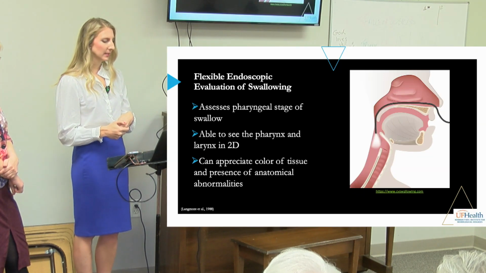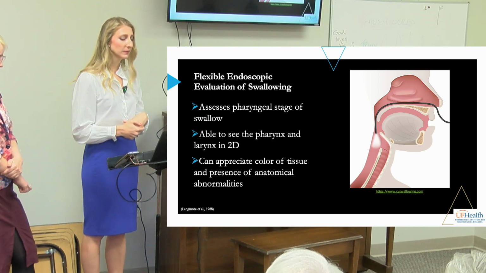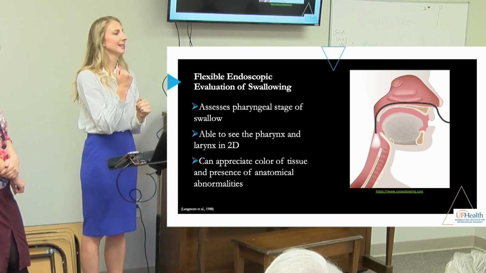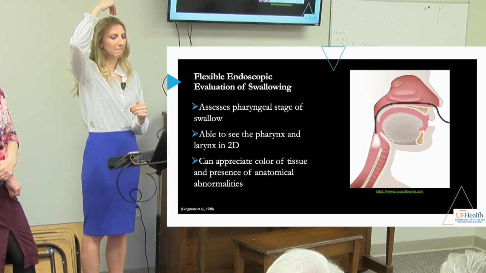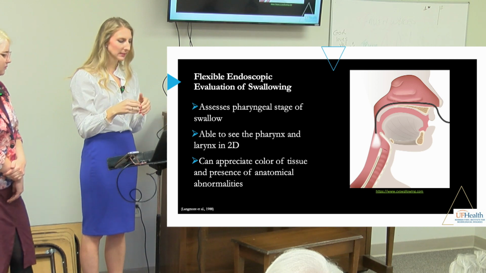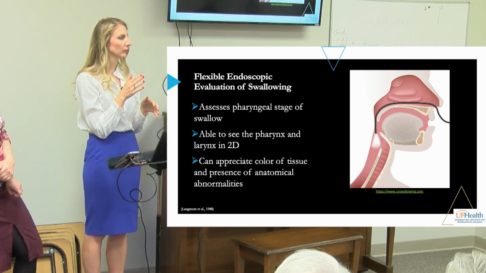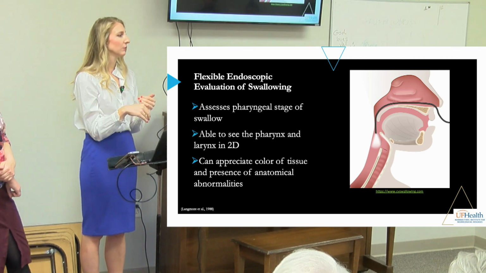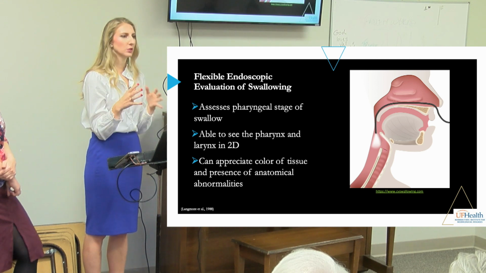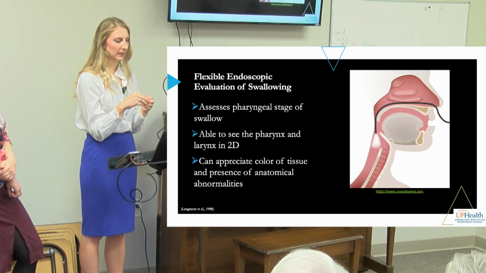So here is an example of FEES, flexible endoscopic evaluation of swallowing. This is one where it is invasive. They stick a small camera up through your nose, and they're going to be looking at your throat and your voice box. It only assesses the pharyngeal stage of the swallow, so they can't see the oral phase. But one of the benefits is that during this exam, they can give you real food and real liquid. So if there's a certain food that you're having more difficulty with and you want to see what's going on, this would be the study for that.